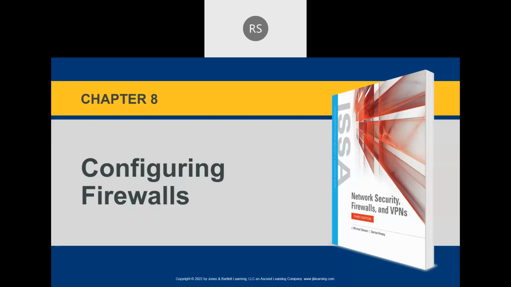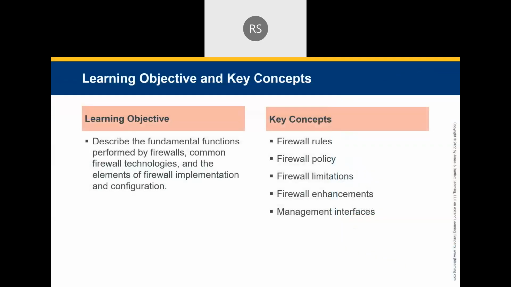In CIST 2611, Chapter 8, we're going to look at how to configure firewalls. So our primary objectives for this chapter is to understand the fundamental firewall functions. We're going to look at common technologies. Also, we're going to dive into the elements of firewall implementation and configuration.